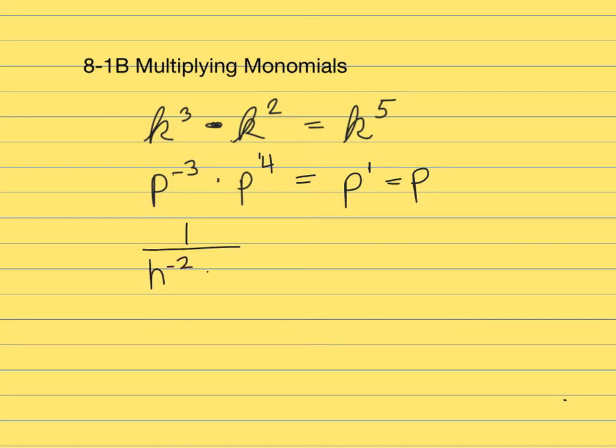Okay, another example, you can also have the variables down in the denominator, and it works exactly the same way. 1 over h to the negative second times h to the fourth would just equal h to the second.